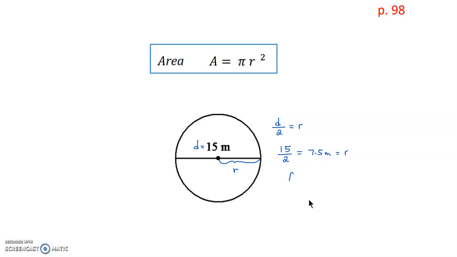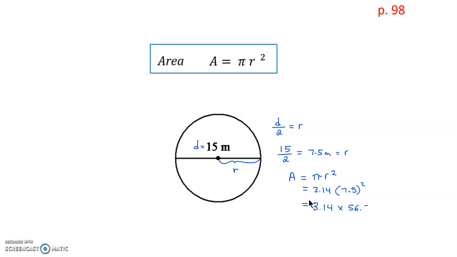So now we can use our formula. Area is pi r squared. Area is 3.14 times 7.5 squared. So we're going to take 7.5 squared, which is 56.25.